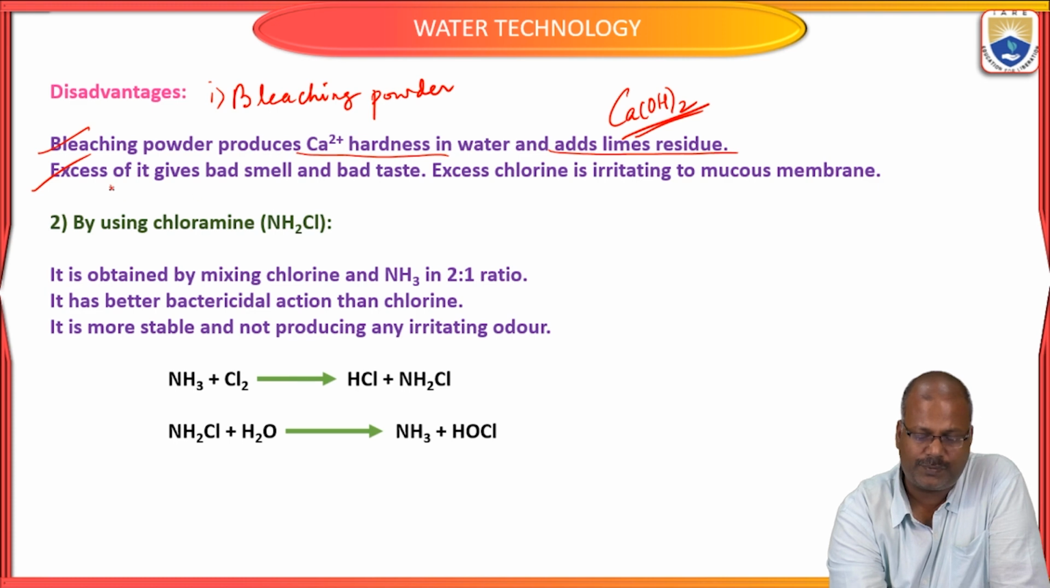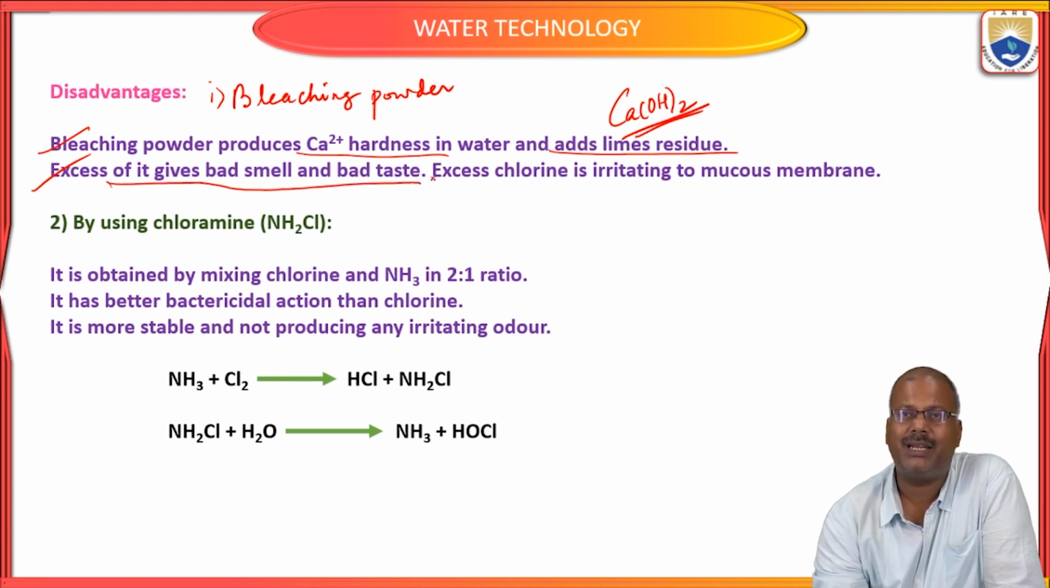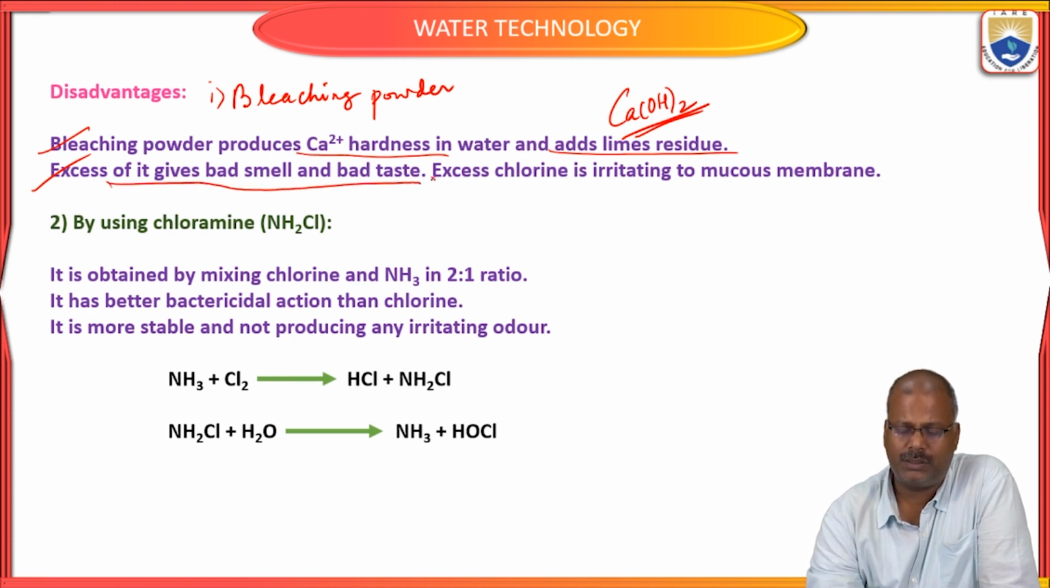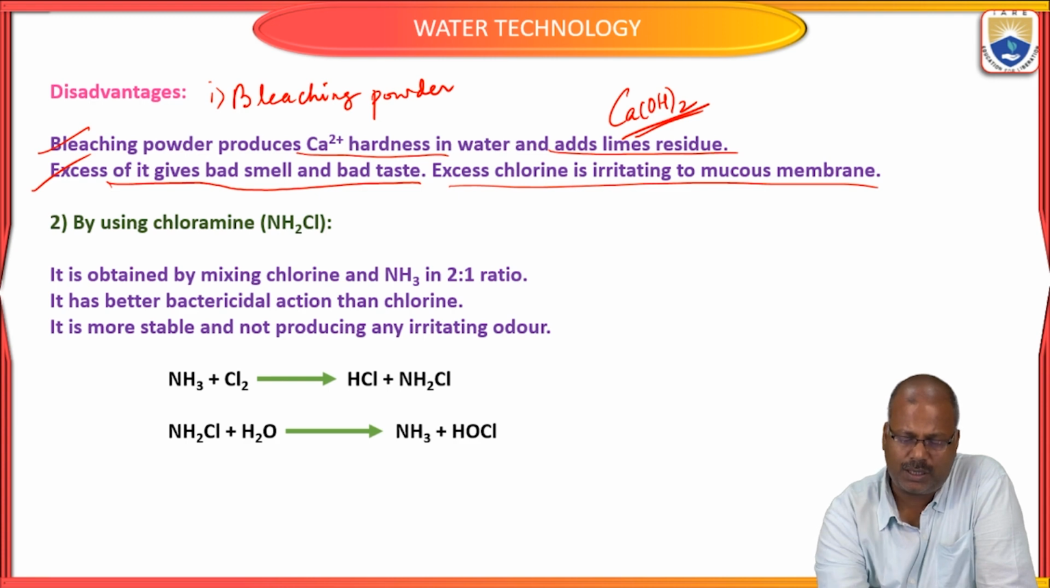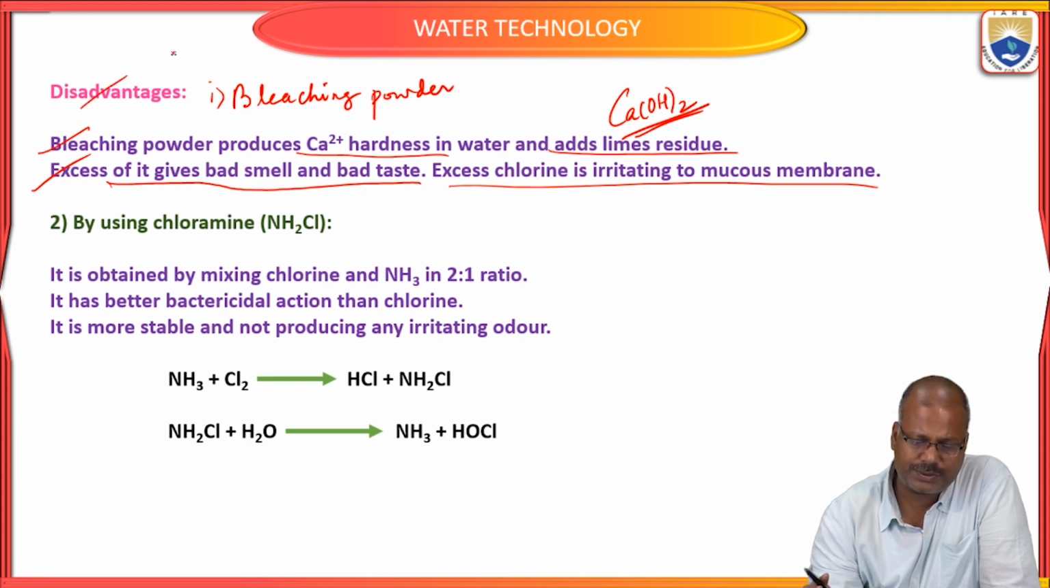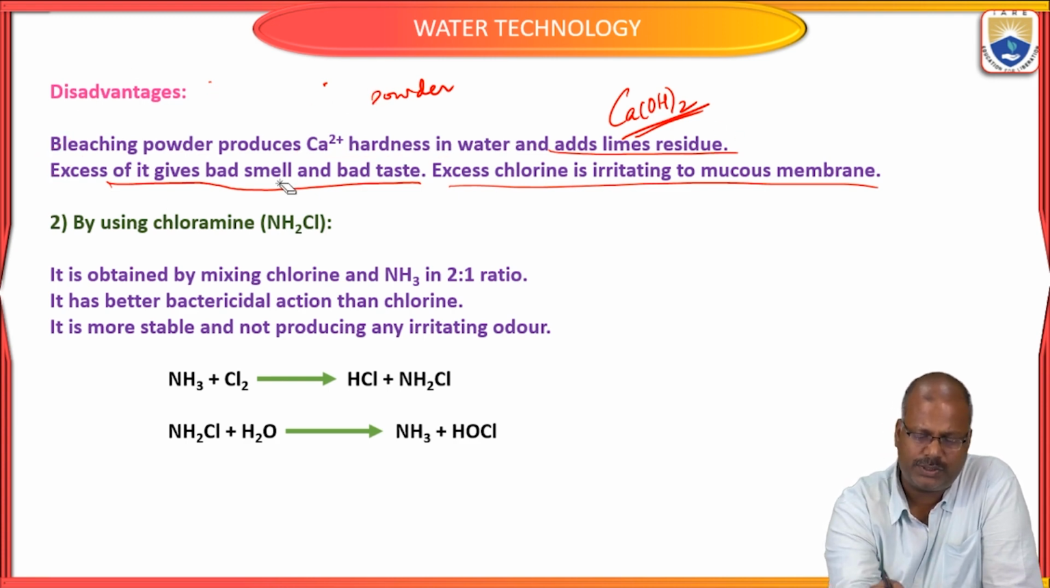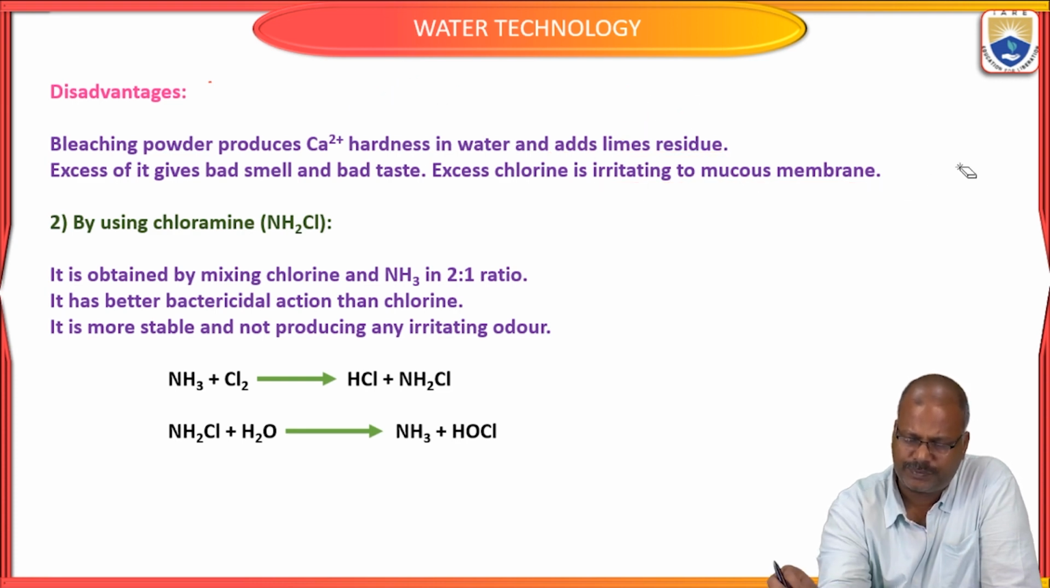Second, excess bleaching powder gives a bad smell and bad taste to the water. Excess chlorine is also irritating to mucous membranes. So these two are the disadvantages. Even though it is very effective, these two are disadvantages in using it.